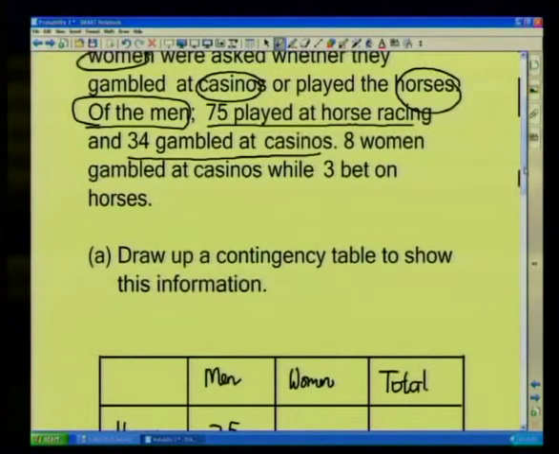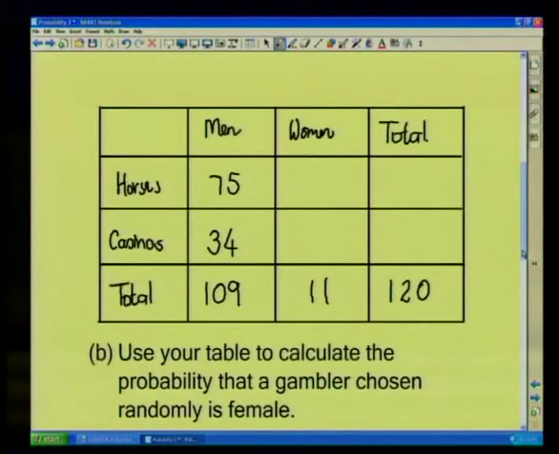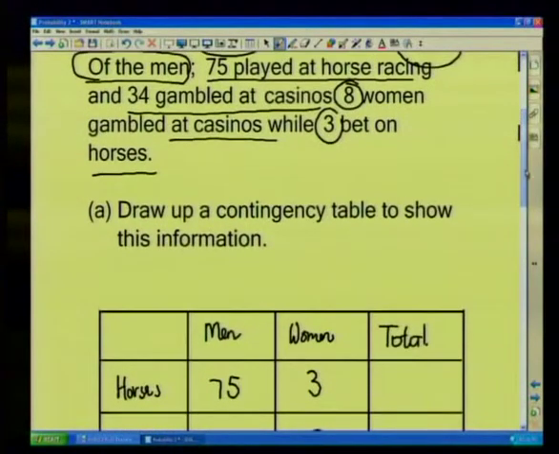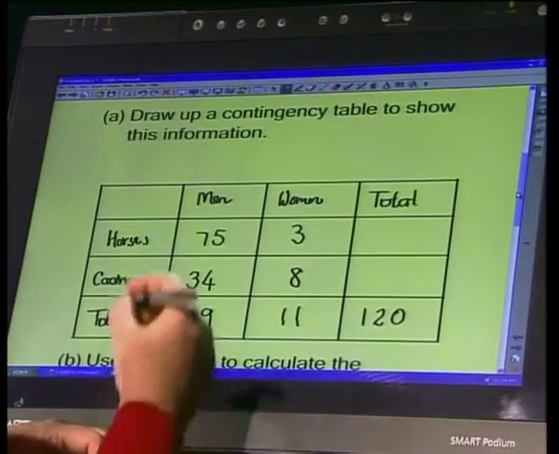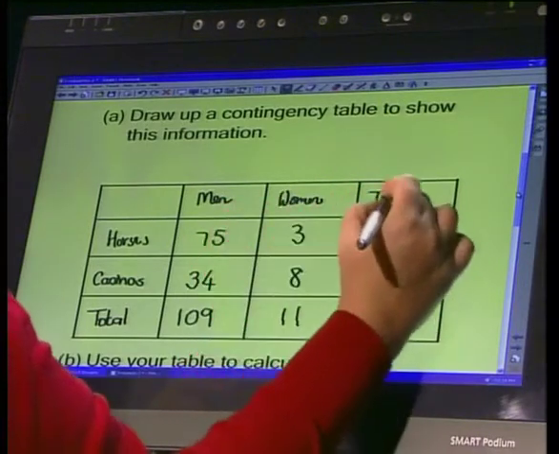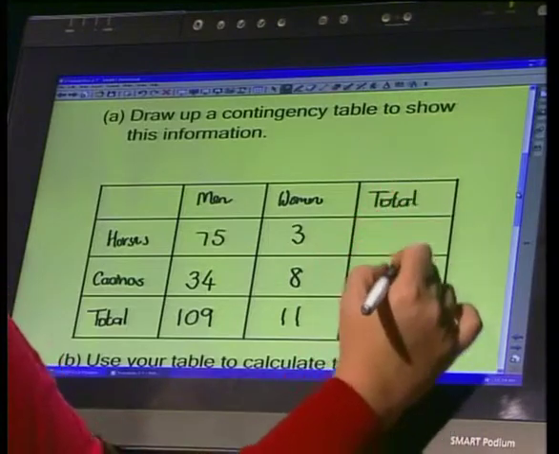We have 11 women altogether, and they've told us that 8 gambled at the casinos and 3 bet on the horses. So 8 at the casinos and 3 at the horses. So that should actually be adding up to 11, which is perfect. And just go back and check that you've actually filled in the right information in the right slots. Right, once I've got all of this information into my table, I'm now going to add up to make sure that these all add to 120 again.